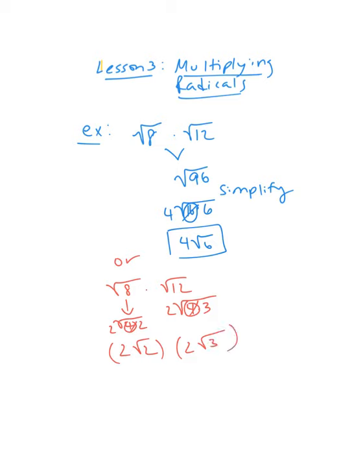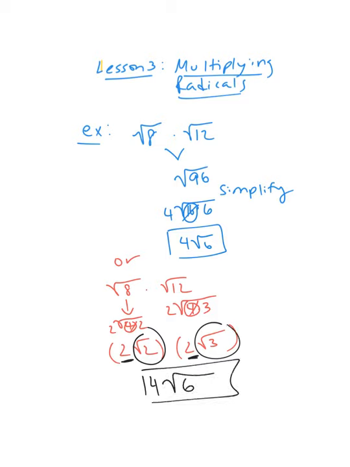Now when there's a rational number on the outside, the rational numbers multiply together. So 2 times 2 is 4. And the irrational numbers, the numbers under the square root, multiply together. So that would be the square root of 6. Same answer, just it's your option. If you can, you might want to simplify first. Okay, but you can't always simplify first.